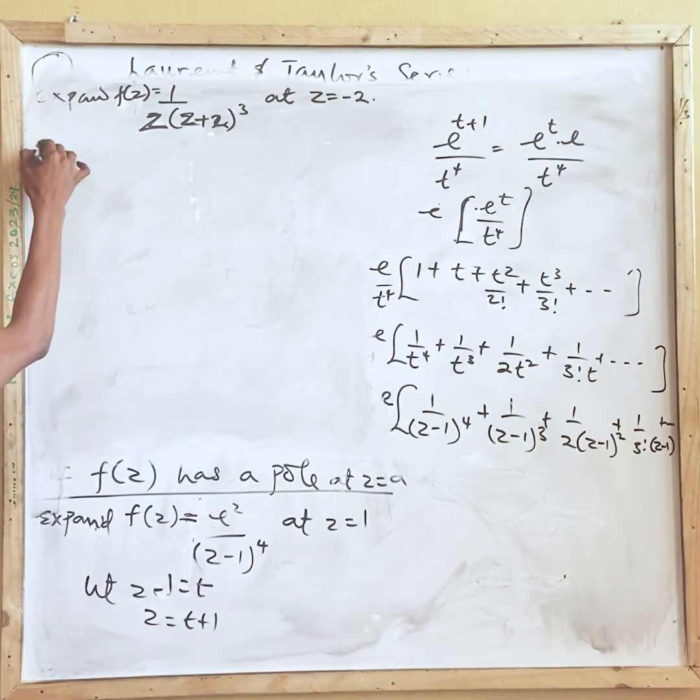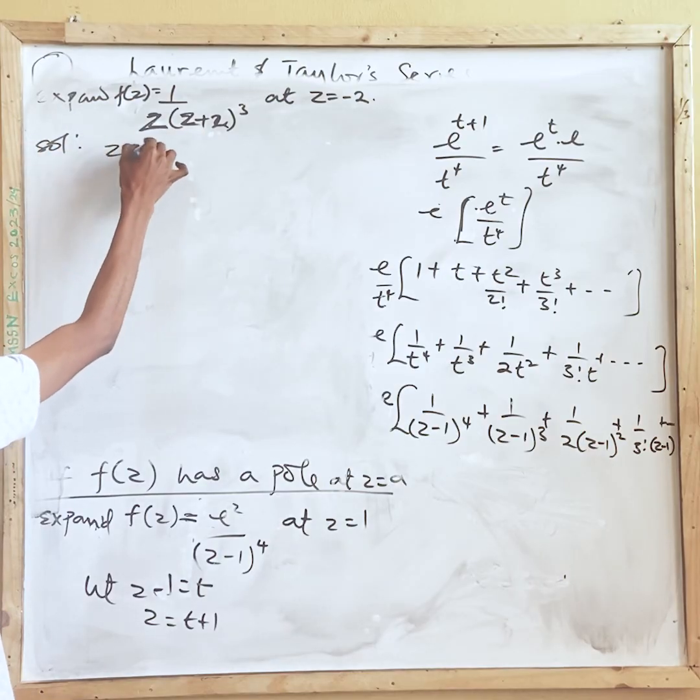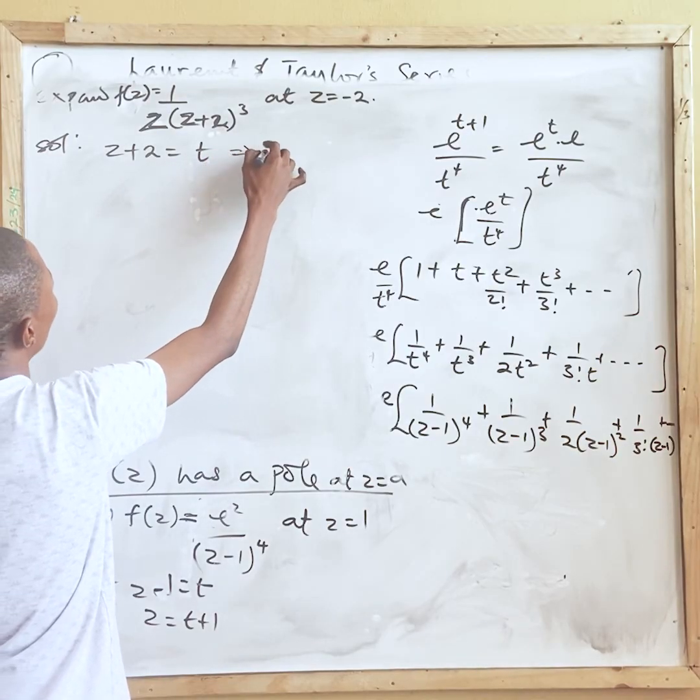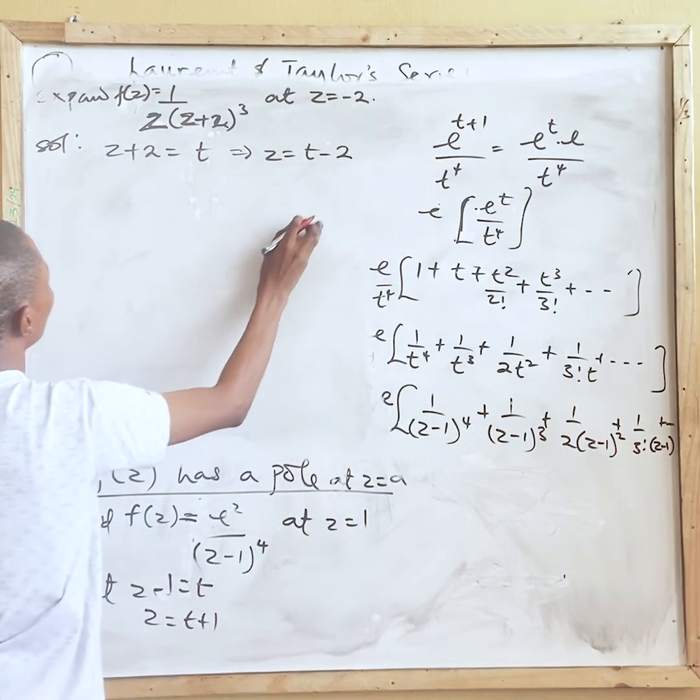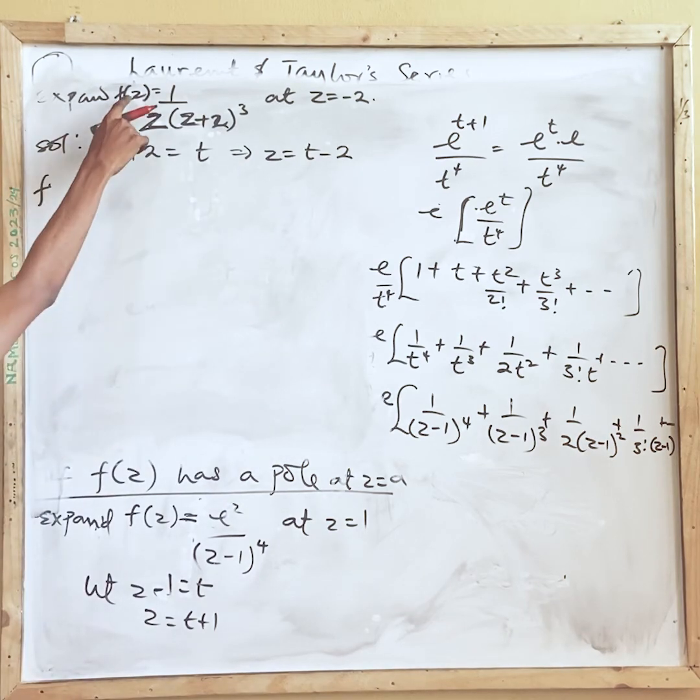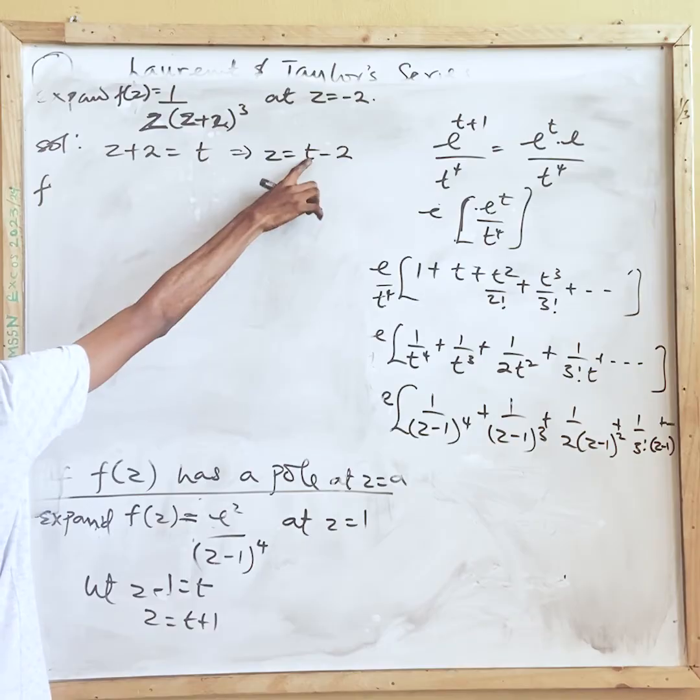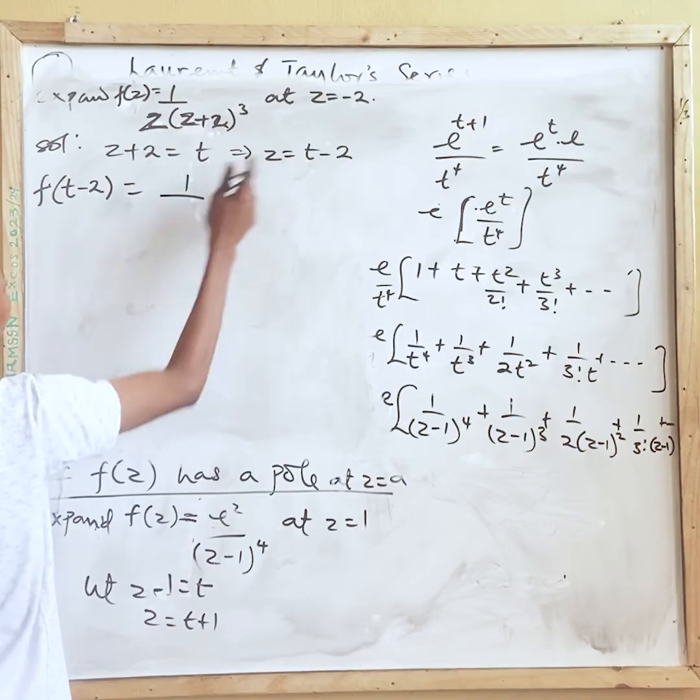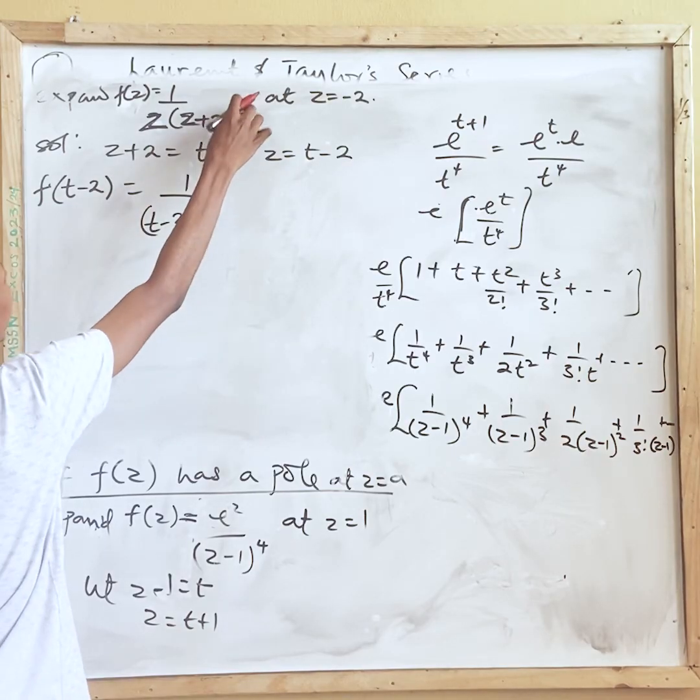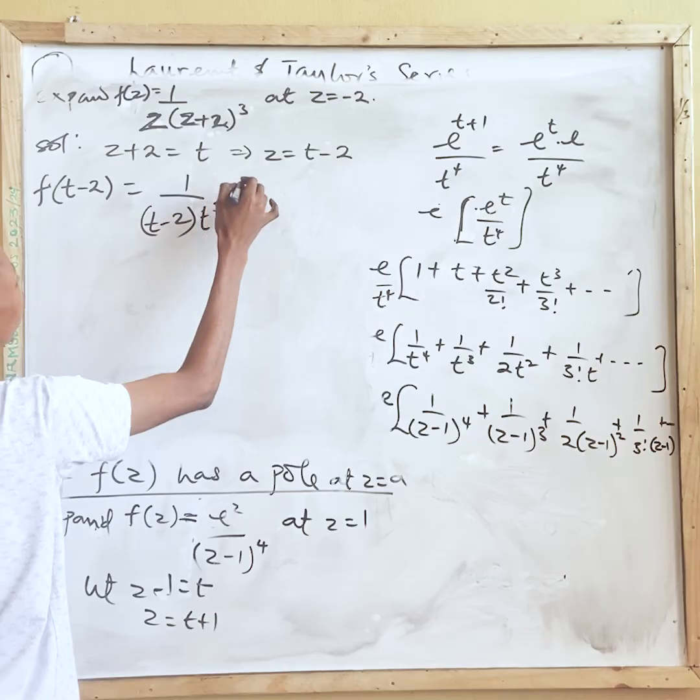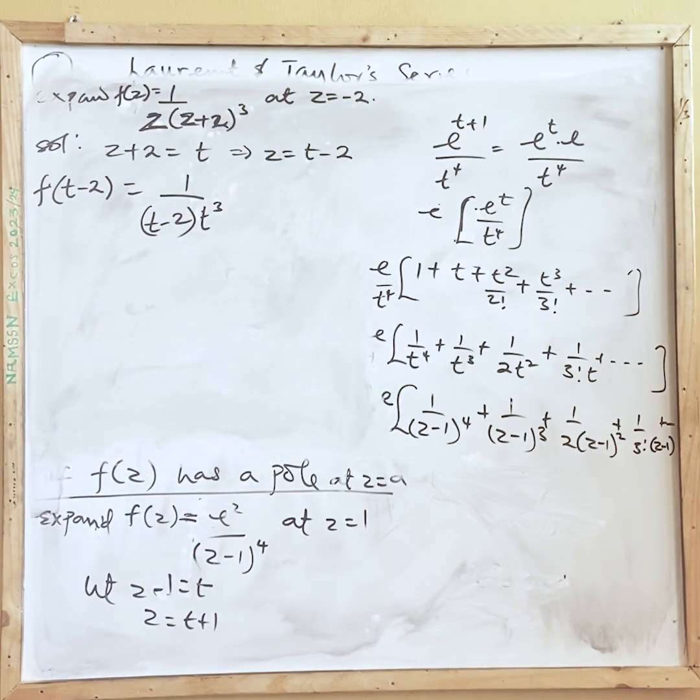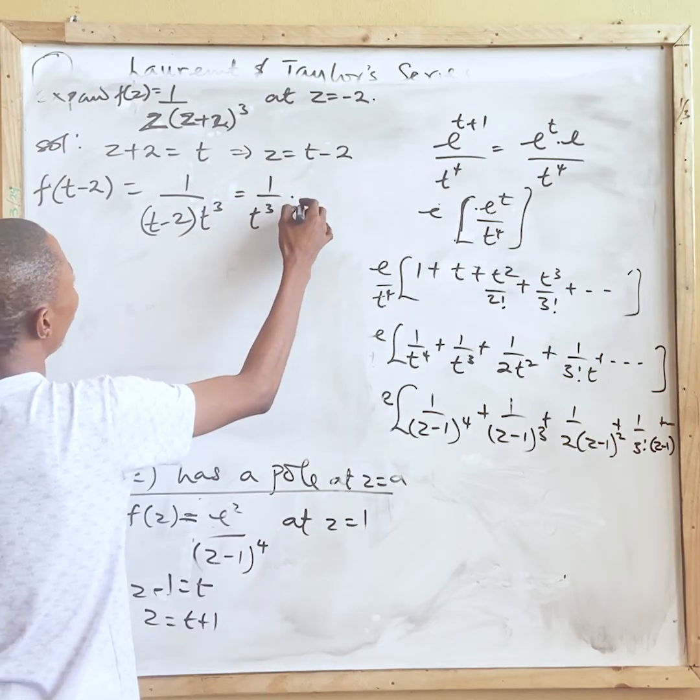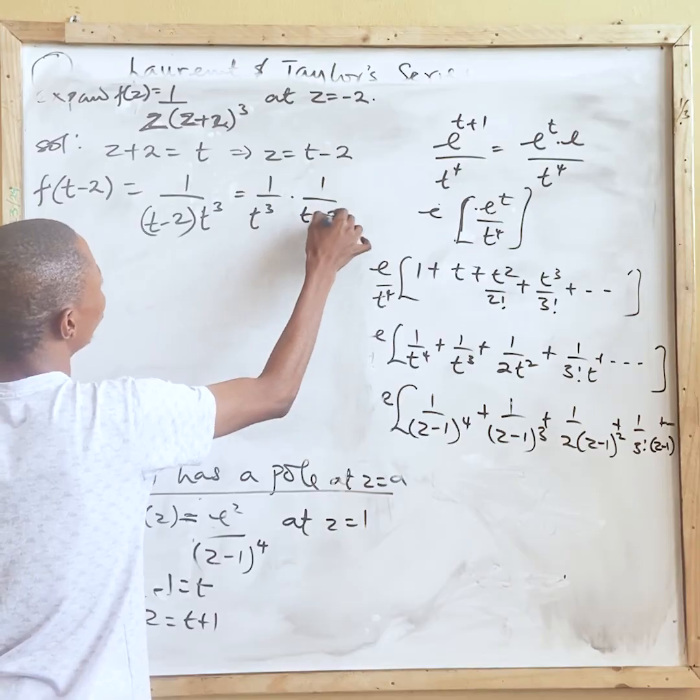So let z plus 2, let's call it t as usual. If z plus 2 equals t, it means that z equals t minus 2. Then we are expanding f of z. f of z will now be f of t minus 2, which equals 1 over z times t cubed, that is (t minus 2) times t raised to 3. Then we can take this t cubed away, and we're having 1 over t minus 2.